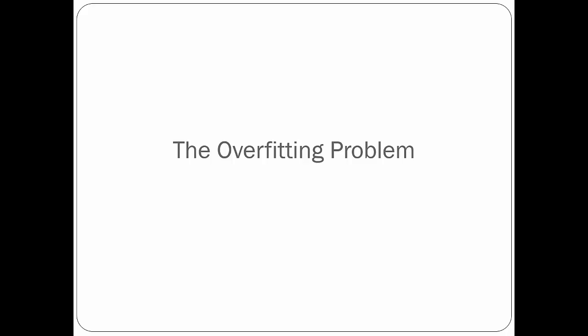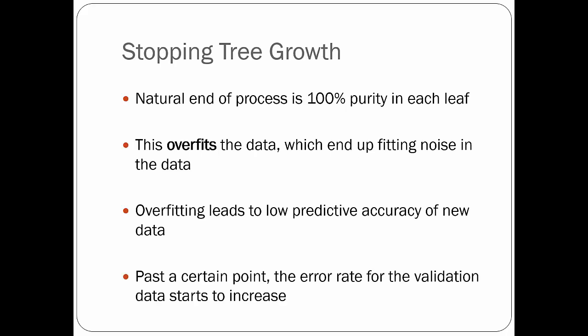Now let's look at the problem of overfitting. A decision tree, if you let it go, will keep branching and branching until the last leaves are completely pure. When you do that, you're overfitting, and such a tree will never generalize well to the validation data set. So how do you stop the growth?